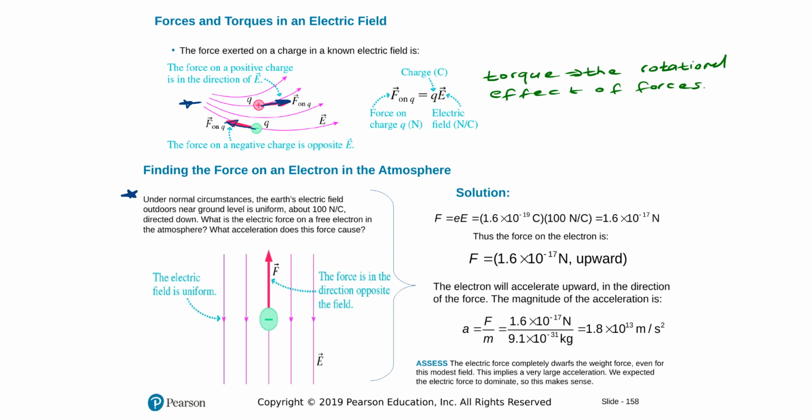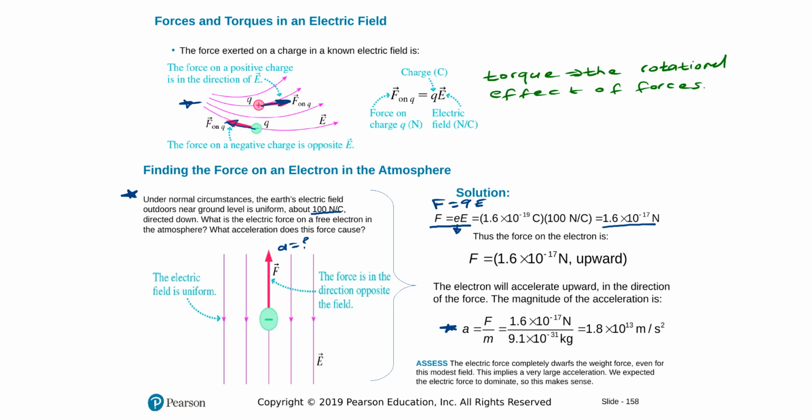This is a nice example here. We have an electron in the air, and the Earth's electric field is about 100 Newton per Coulomb. What is the acceleration of this electron? This is just a review of force. Electric force on a charge is equal to charge times the electric field, so QE. Charge here is electron charge, and we find that the electric force on that electron is upward, and it will accelerate upward. It will overcome the gravitational force, so we are ignoring that.